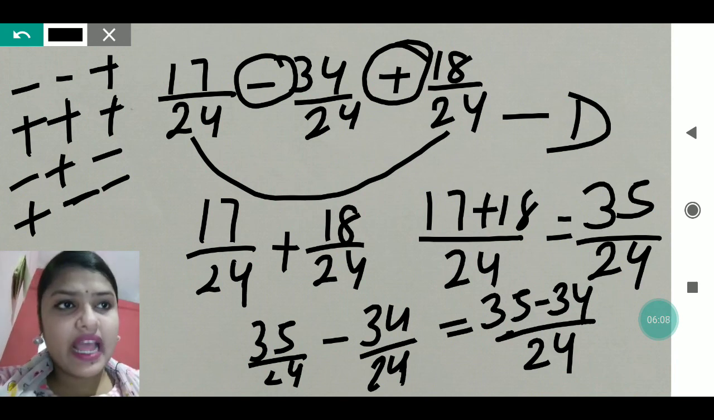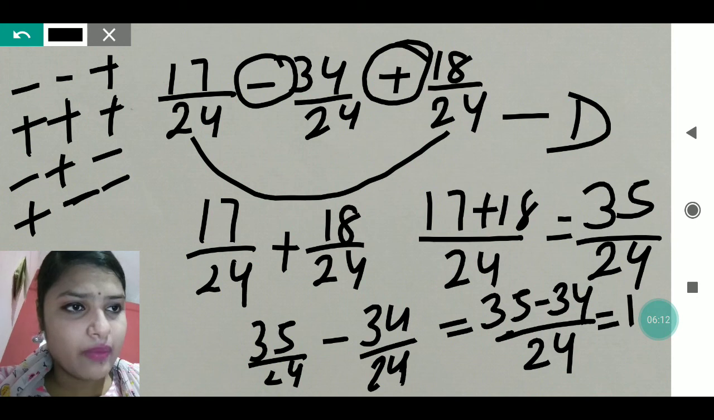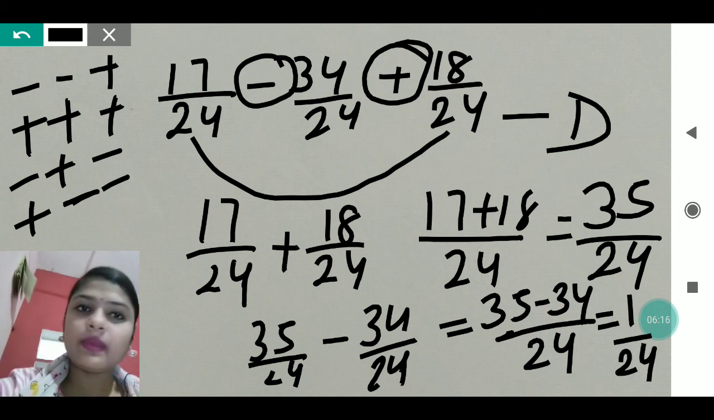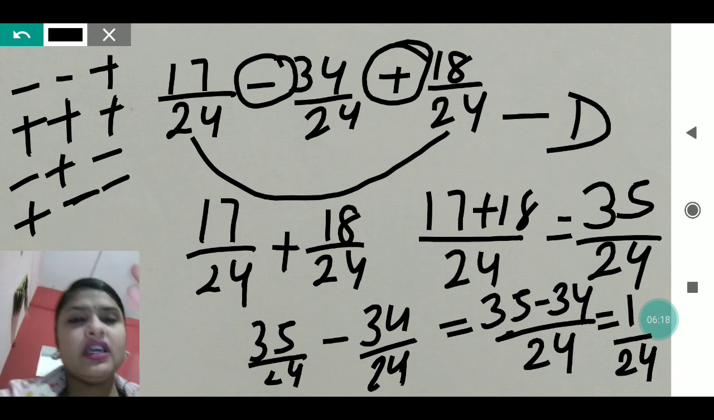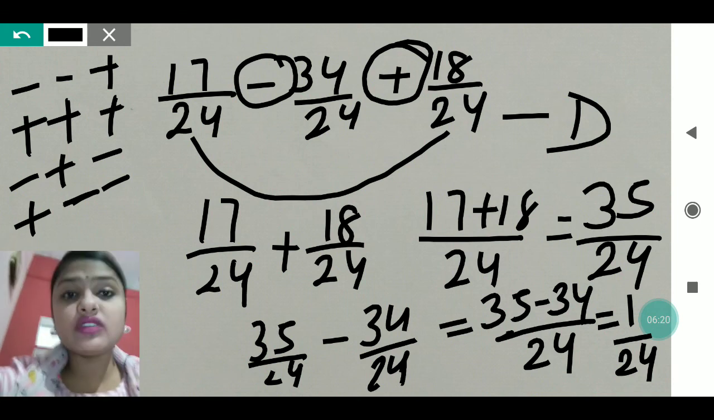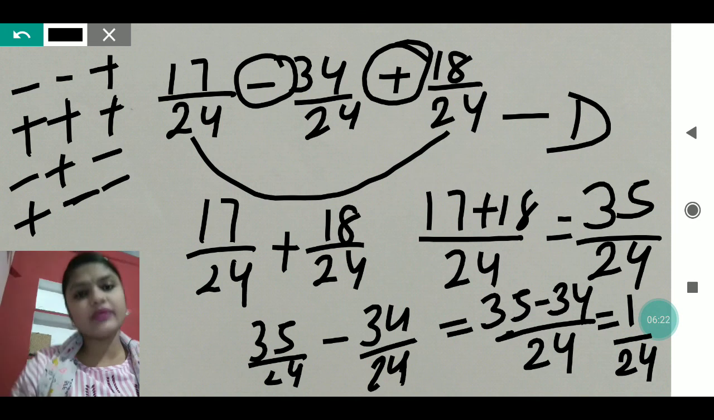So when you subtract these two, what answer will you get? The answer will come 1 by 24. This will be your answer. What have we done? According to this formula, according to this rule only, we have done. We have not done something different.